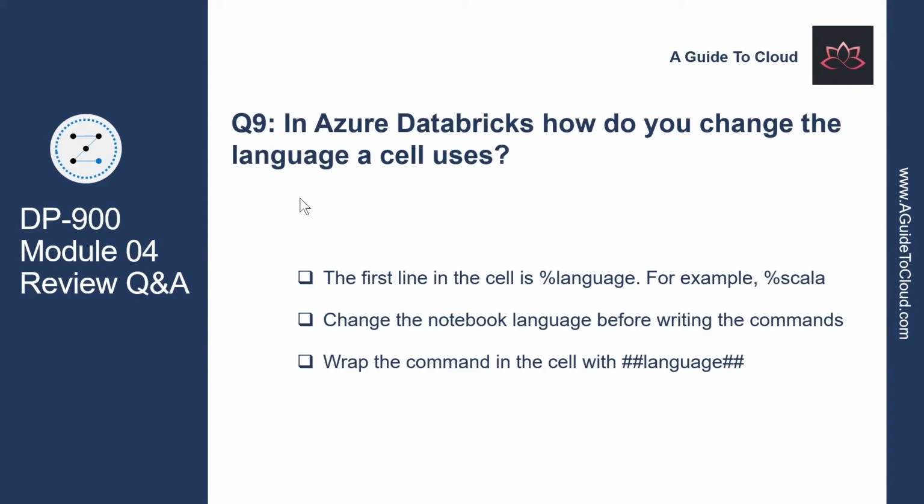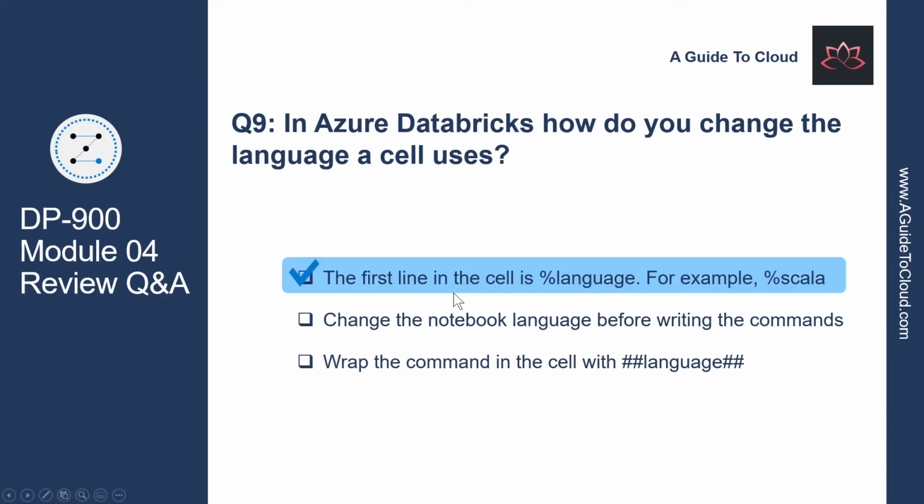Let's look at question number 9. In Azure Databricks, how do you change the language a cell uses? Is it to wrap the command in the cell with the language? No. Is it to change the notebook language before writing the commands? Not right. So the correct answer is the first line in the cell is language. For example, %scala. Each cell can start with the language definition.